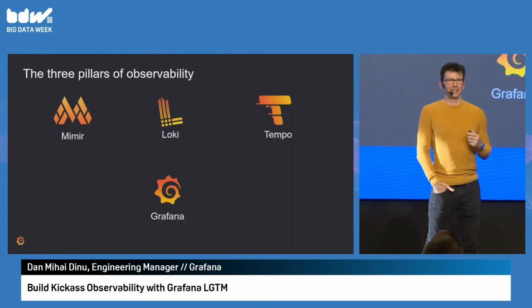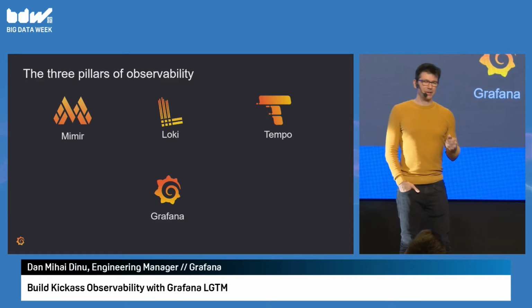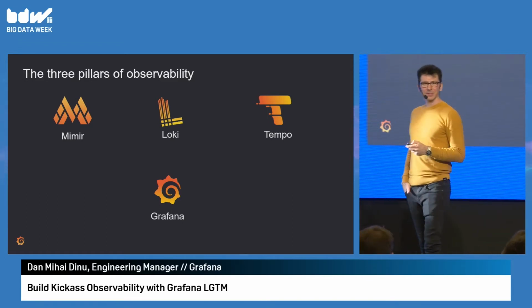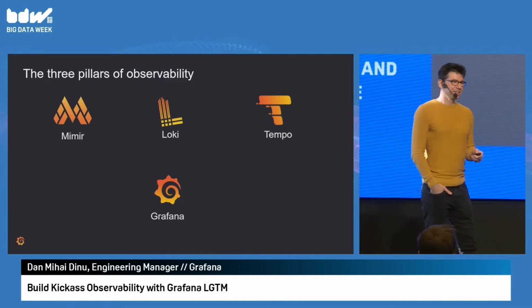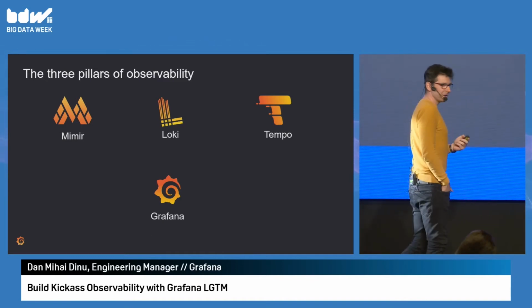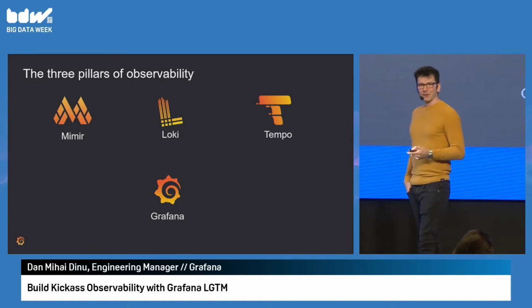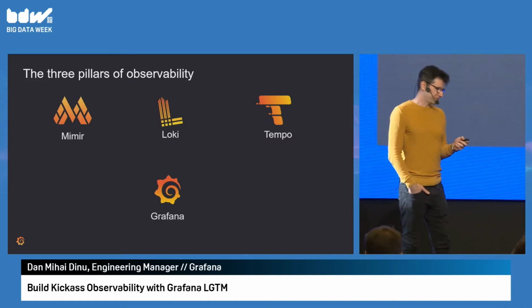Back to the three pillars of observability. We've got Mimir, Loki, and Tempo. And if there are any Harry Potter fans in the audience, these are really the Deathly Hallows of observability. And with Grafana on top, one can be the master of observability.